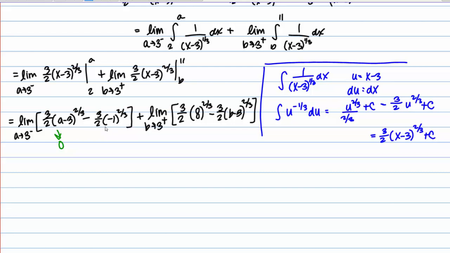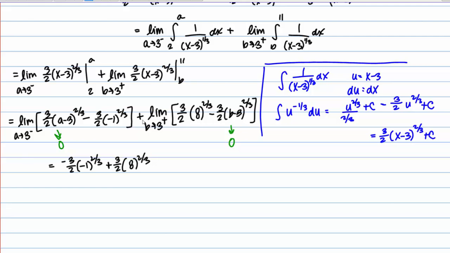And then we have a similar thing that happens in the second limit, where b is going to 3 from the right. I have this constant term, and then I have minus 3/2 times the quantity b minus 3 to the 2/3. So as b goes to 3 from the right, this b minus 3 term here is also going to be approaching 0. And then the limit of a constant term, of course, is just that constant. So then I'm just left with, in the end, these constant terms.